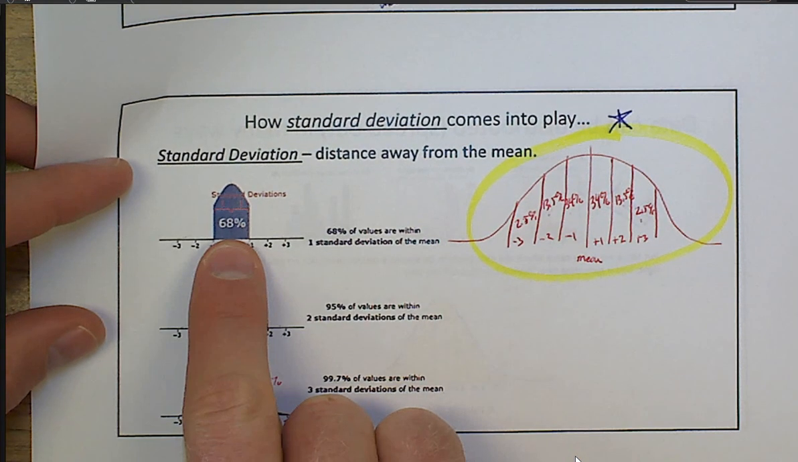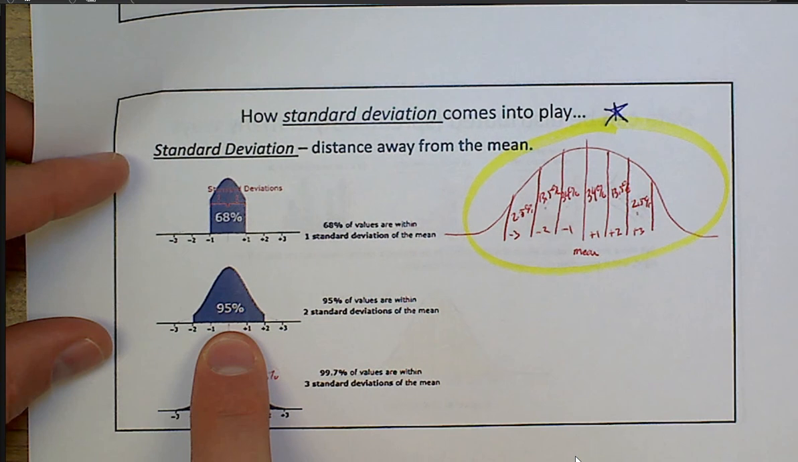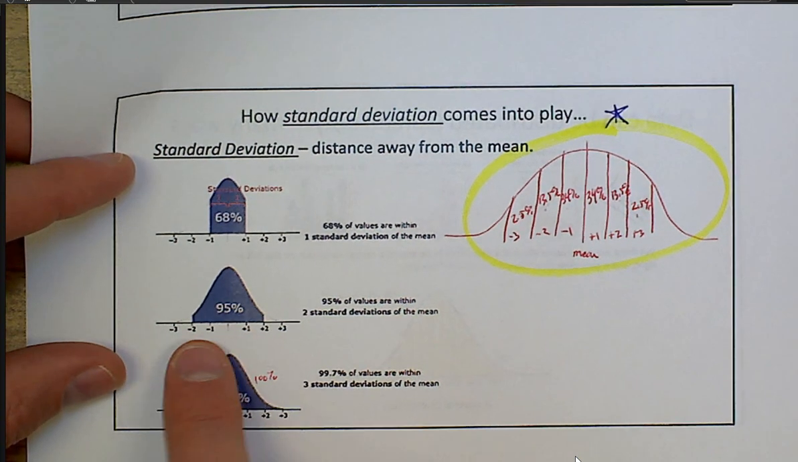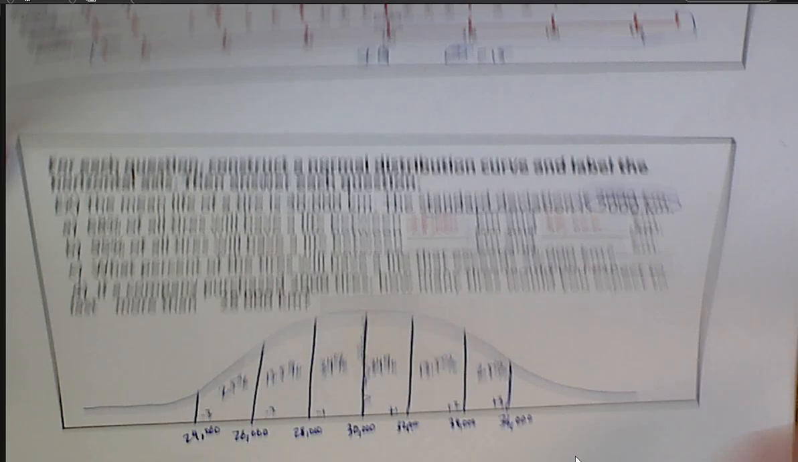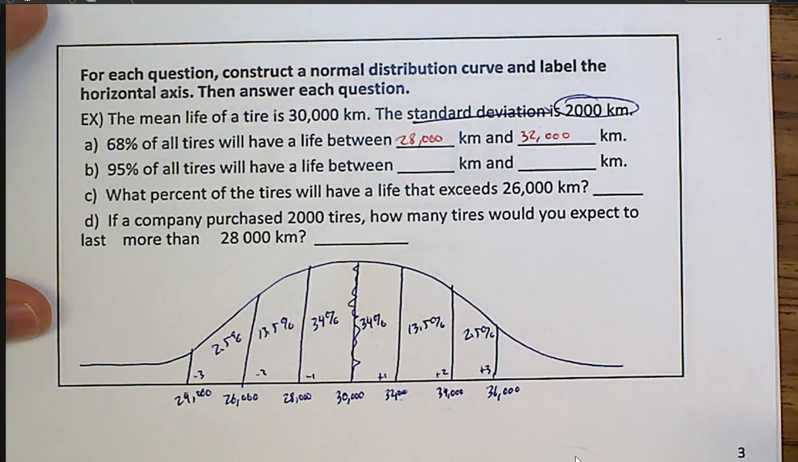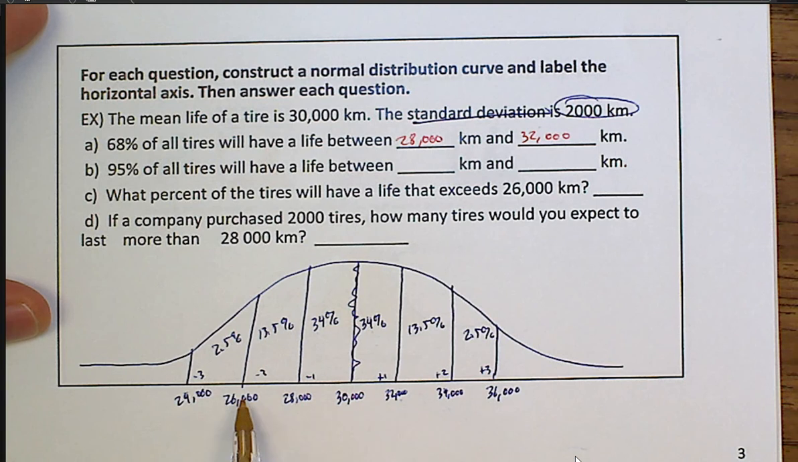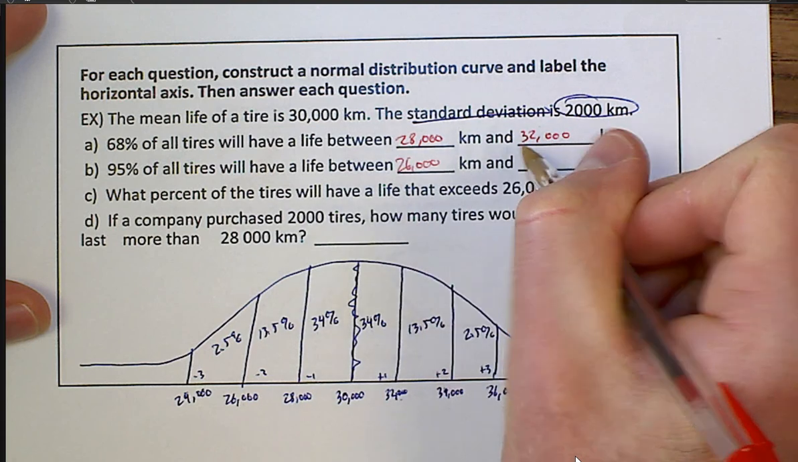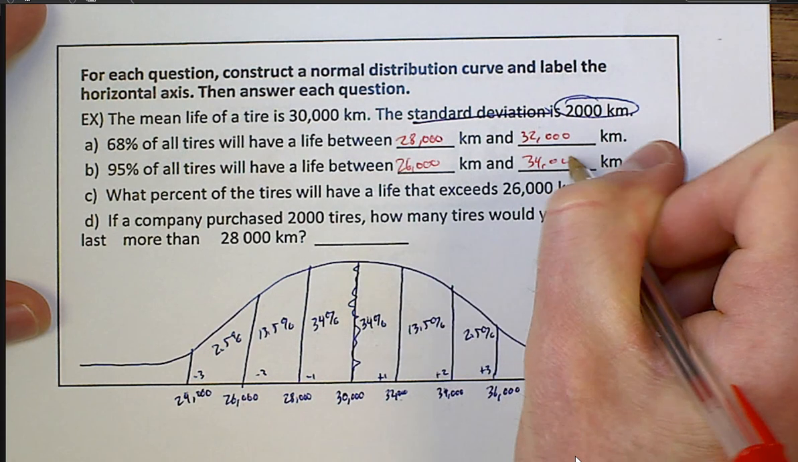That was the first question. Now I'm asking you about 95% of the population. Well, what's 95% of the population? That's 2 standard deviations away. So you come back to your curve here. Basically, 2 standard deviations away, 26,000 and 34,000. So 26,000 and 34,000. Okay.